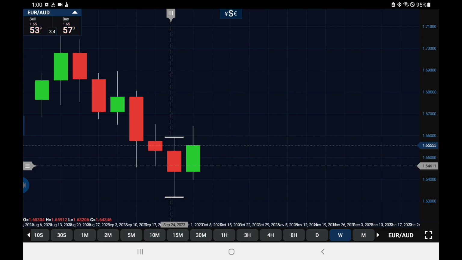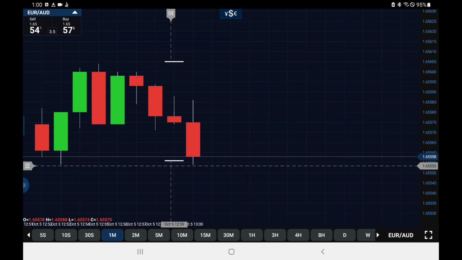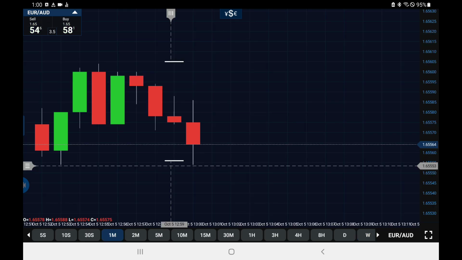So for now, we have the basics. Now let's go and look at a smaller time frame. Let's look at a 1 minute chart and actually see the market moving.